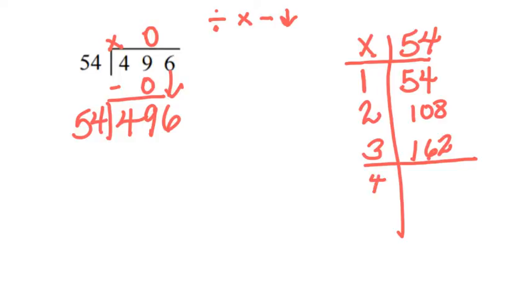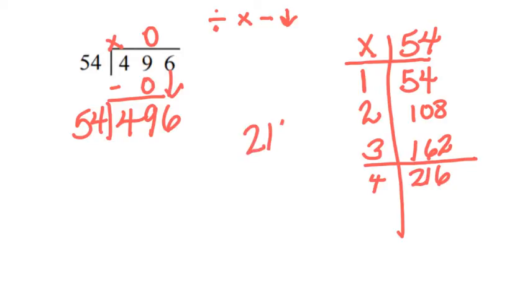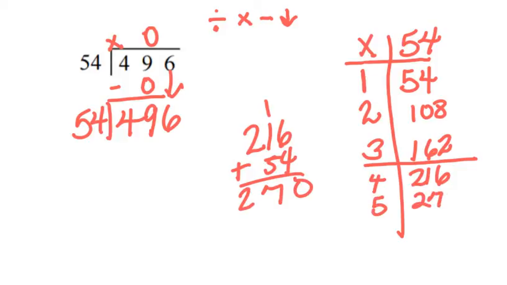So for 4, I'm going to do 162 plus 54. 6 and 5 is 11. That's 216. Get my eraser and figure this out. So 216 plus 54. That's going to be 7, 270, that's 5. 270.